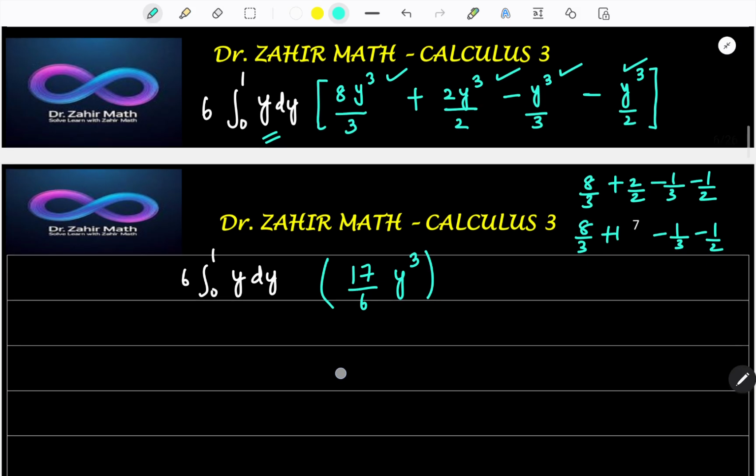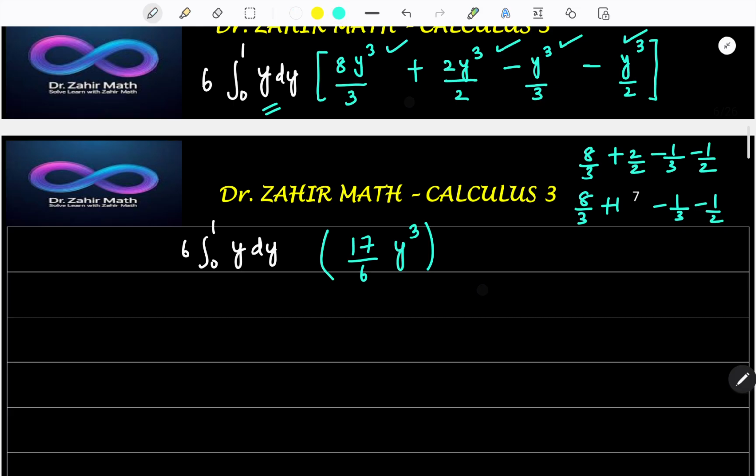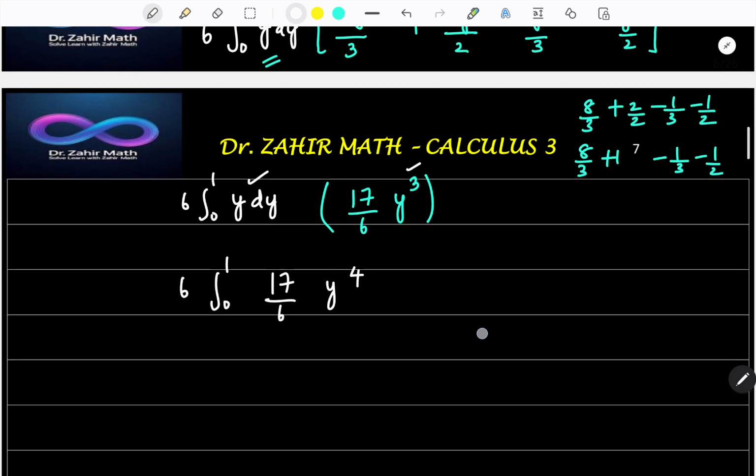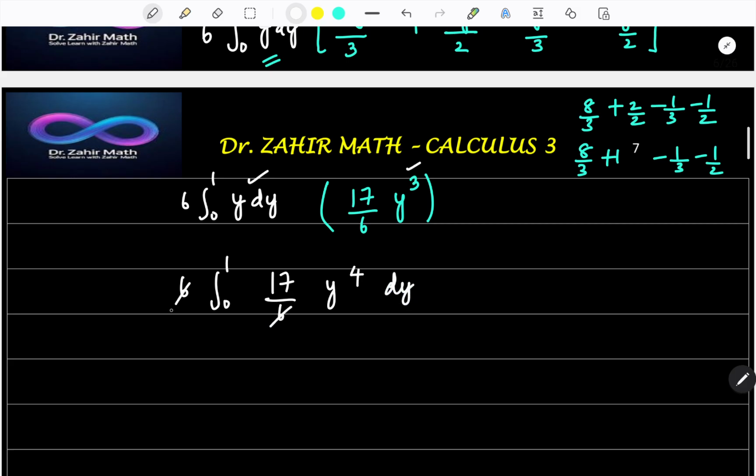Okay, right. So this equals, now I'll join with this, 6 times integral 0 to 1, 17 by 6 y cube, and this one which becomes y power 4, into dy. 6 gets cancelled, so it is equal to 17 y power 5 divided by 5.